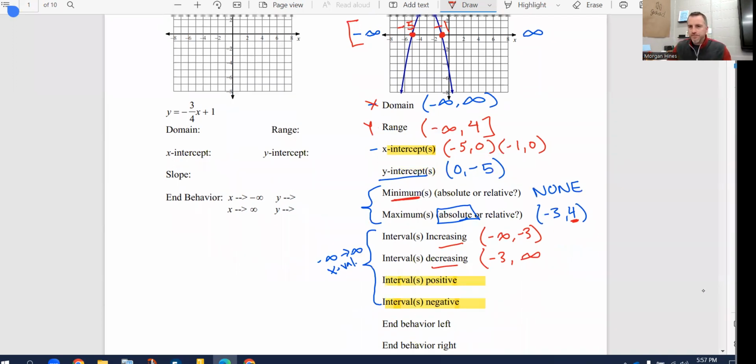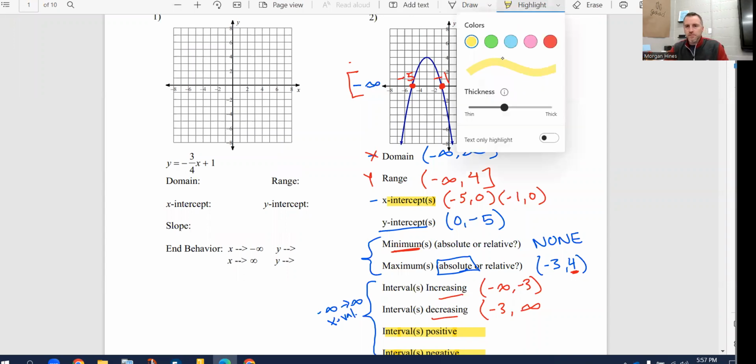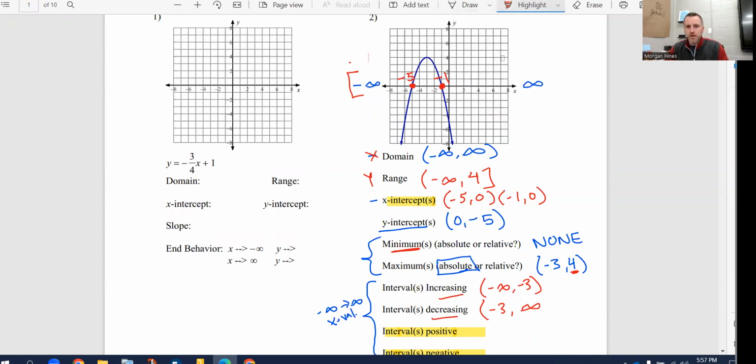Let's see. So positive, let's use red for positive. Anytime the function is above the x-axis, it's up here, that is when the function is positive. And so you see that that happens. Let's do something crazy. Let's use the white color. That's this portion of the graph right here. It is in the positive region, -5 to -1.